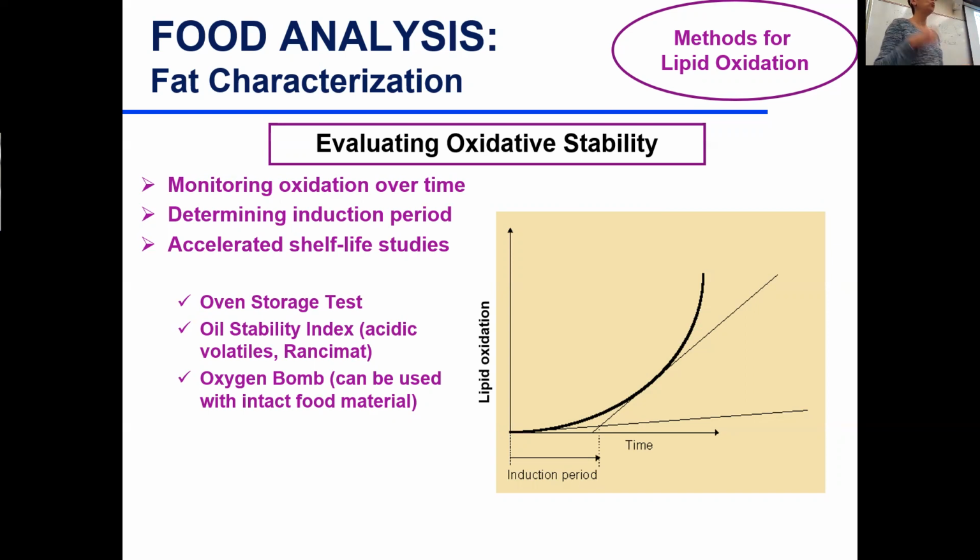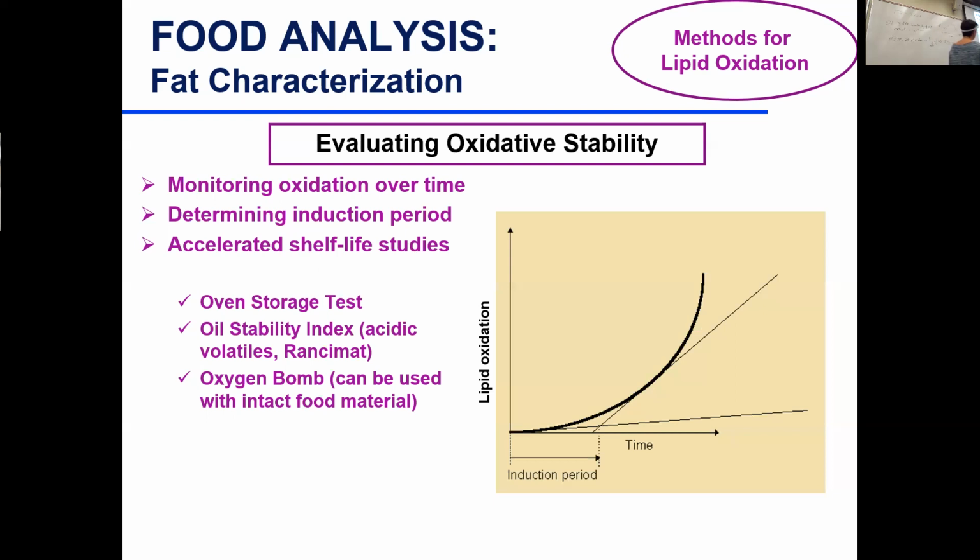So for example, when you use antioxidants in food formulation, you want to extend the induction period as much as you can. So that's what we mean by induction period. To determine shelf life of oils, we often do accelerated shelf life studies because we're not going to wait months to determine the actual shelf life. So we abuse the oil. Basically, we store it at high temperatures so that we can generate oxidation and predict shelf life.